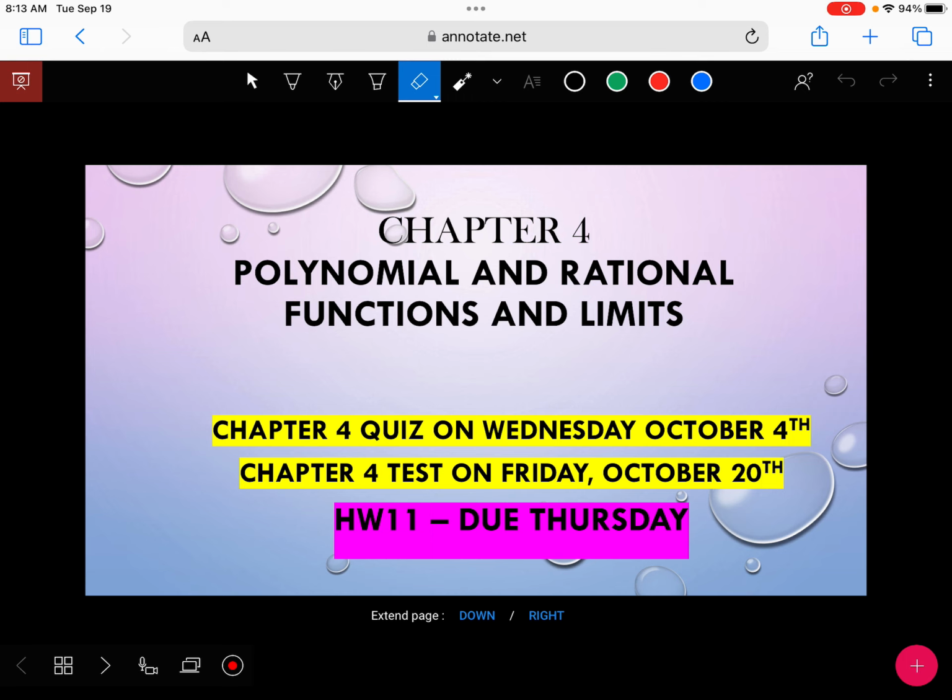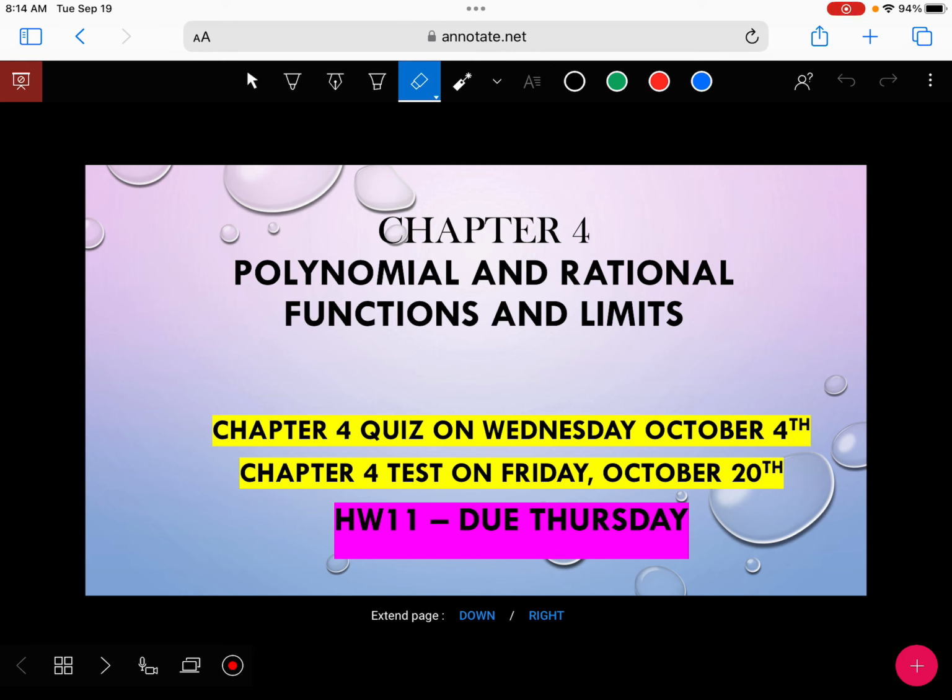We're going to spend today and tomorrow talking about limits. Just like chapter 2, chapter 4 has 2 assessments. The first one is a quiz, and that's on October 4th. That's a Wednesday. And then our test is scheduled for after fall break, because we're going to have fall break in between there, on Friday, October 20th.